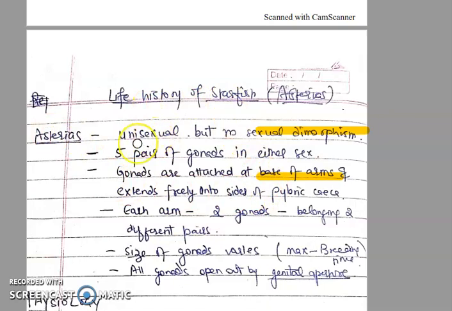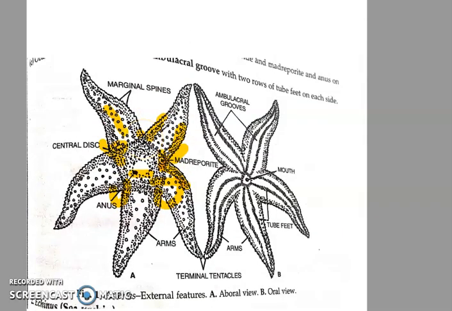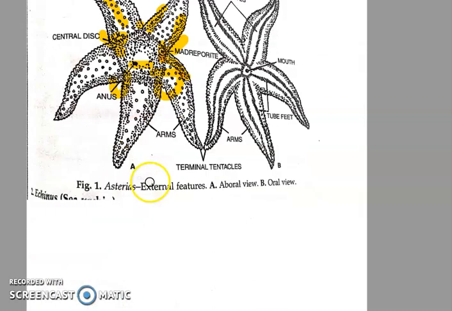Starfish is unisexual, sexes are separate, male and female starfish are present, but they cannot be distinguished externally, so there is no sexual dimorphism. Five pairs of gonads are present in both sexes. What is the location of the gonads? Gonads are present over here. The first pair of gonads is present over here. One gonad extends into this arm, the other gonad extends into the adjacent arm. Similarly, over here one pair of gonads is present, one gonad extends over here and the other gonad extends into the other arm. So each arm receives two separate gonads from two separate gonad pairs.